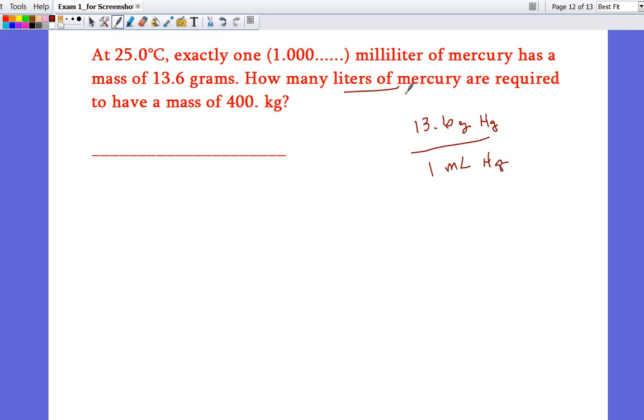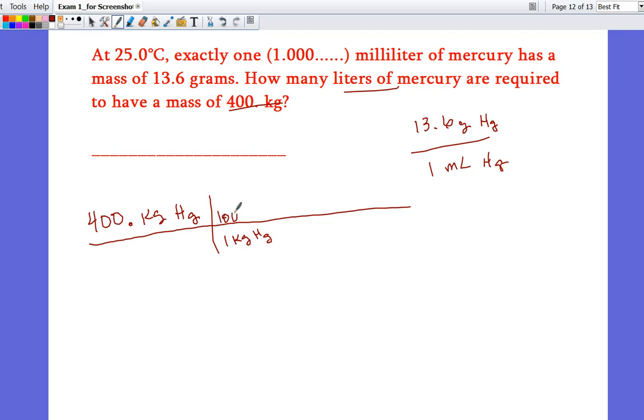How many liters of mercury are required to accumulate a mass of 400 kilograms? So 400, with a dot indicating 3 sig figs, kilograms of mercury. Using that density with another nice straight line, you need to convert that to liters ultimately. So you can go ahead and convert the 1 kilogram of mercury is 1,000 grams of mercury, and that gets that to cancel out.